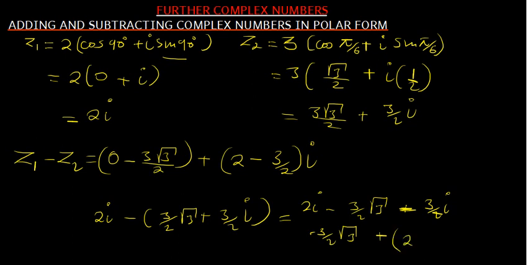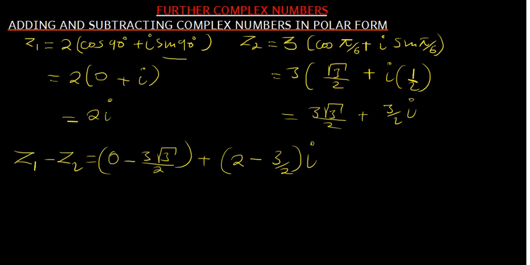Now I can write it as 2 minus 3 over 2. We can write the i outside because both of them have i's. So this is going to give us negative 3 root 3 over 2 plus, that should give us 1 over 2 i, if we subtract 2 minus 3 halves, which is a half. Now at this point we want to leave our answer in polar form.